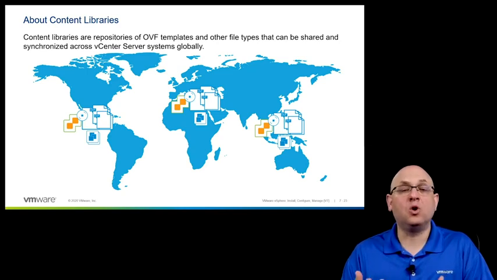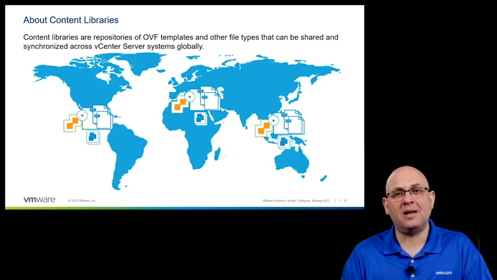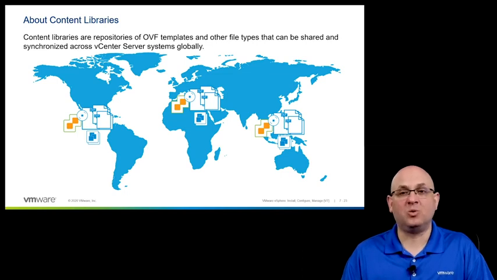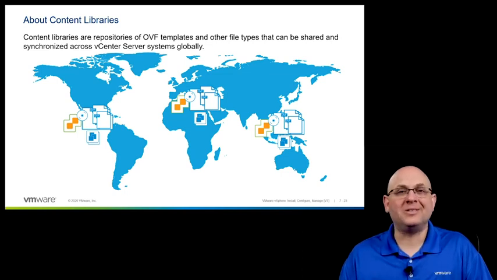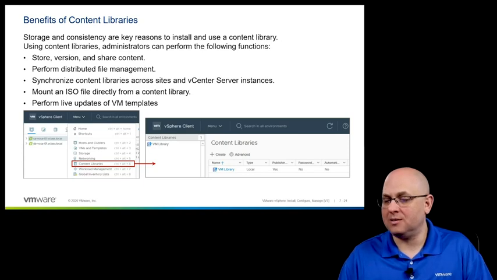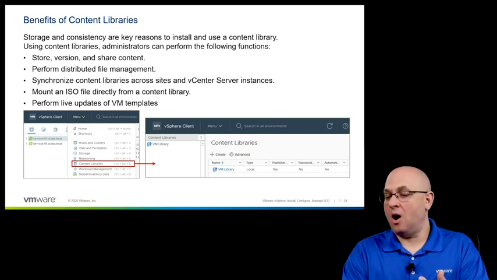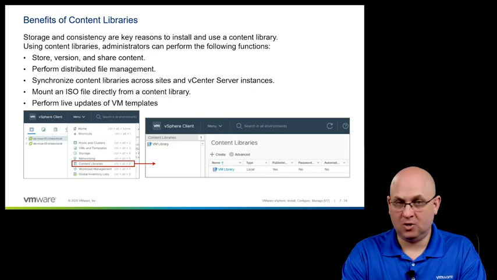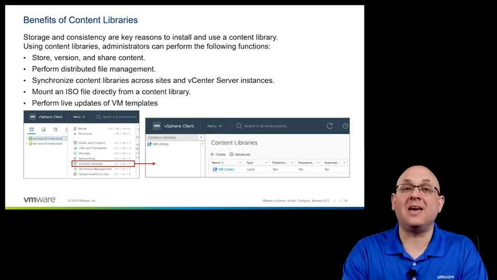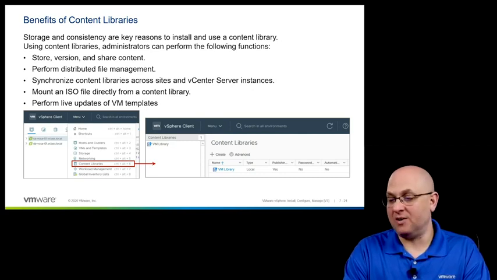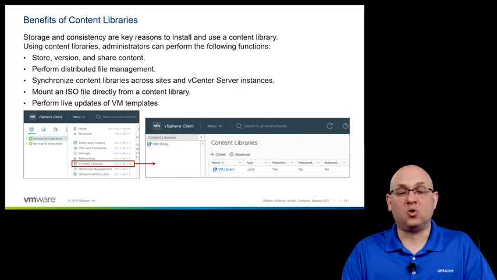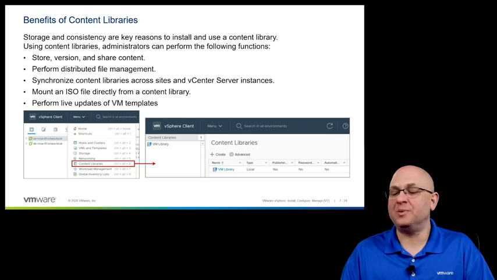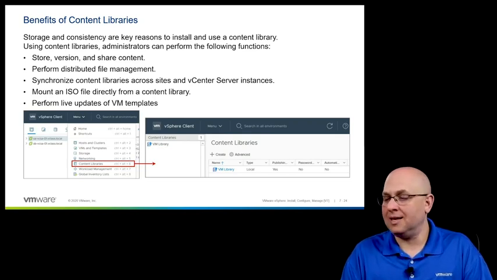It's a really important goal for us to be able to standardize those images so that we know that we have some consistency across the deployments of our virtual machines. And content libraries are an excellent way for us to do this. Okay? We are able, in this case, to store our templates. We can version them. We can share that content. We can distribute those templates through file management services that are embedded into content libraries.